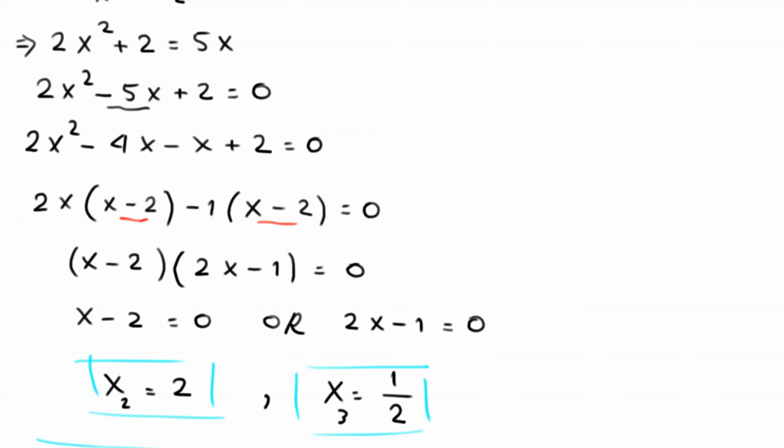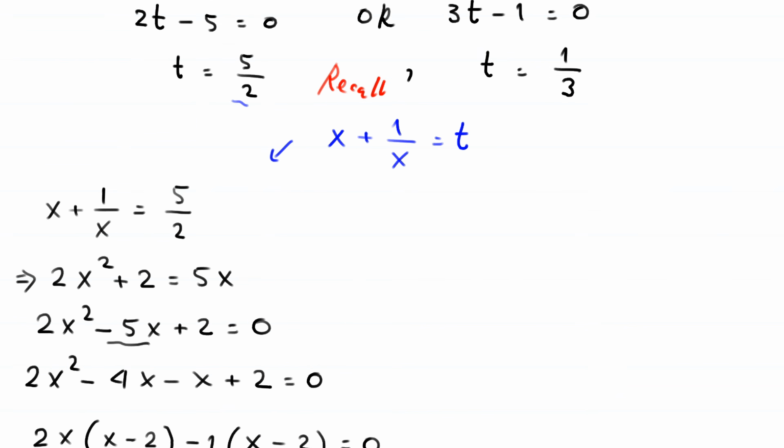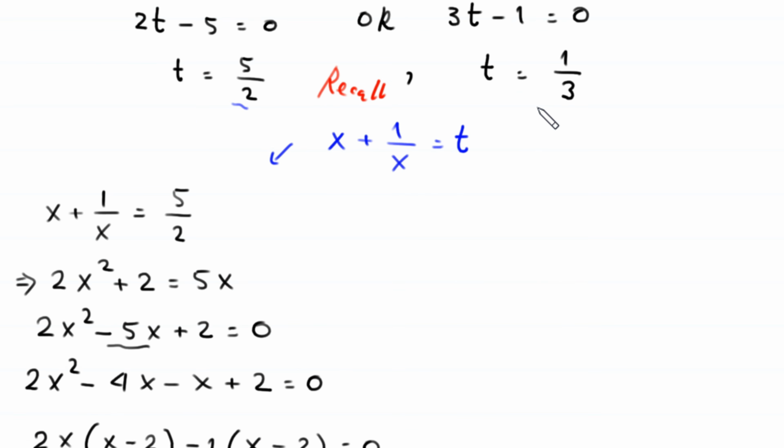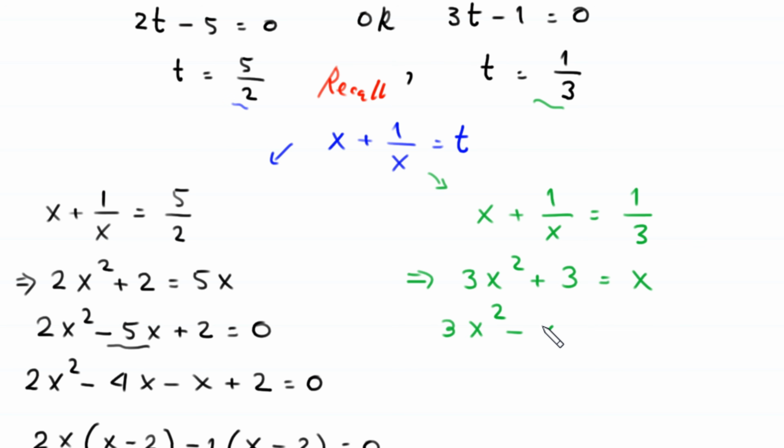Now we solve the remaining case when we have t is equal to 1 over 3. So this will become x plus 1 over x equal to 1 over 3. If we multiply both sides by 3 times x, this implies that 3x squared plus 3 equal to x. Move this x to the left hand side, this will become 3x squared minus x plus 3 equal to 0.